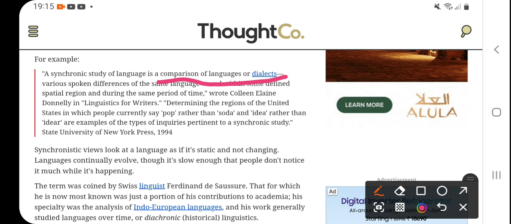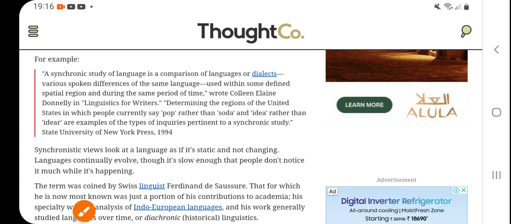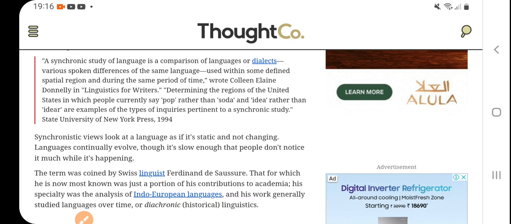What he is saying is that a synchronic study of language is a comparison of languages or dialects. What dialects one community uses, what another. So that's a comparative study. Various spoken differences of the same language, that is dialect, right? Like Malvi, Rajasthani, Bundelkhandi. These are the dialects of one language, used within some defined special region and during the same period of time. So that is a comparative study of language.